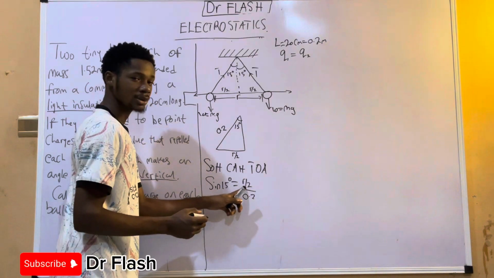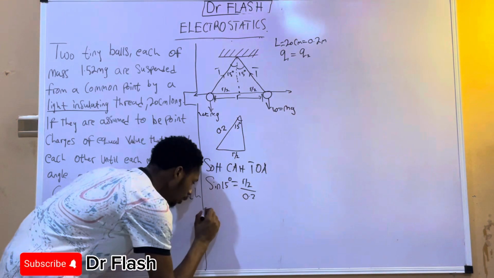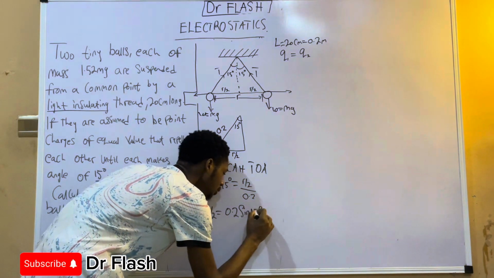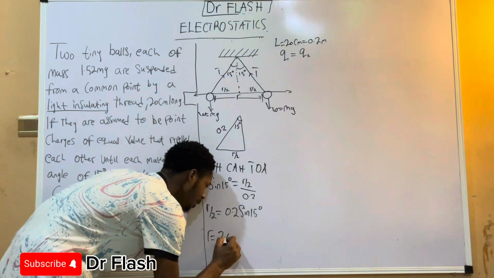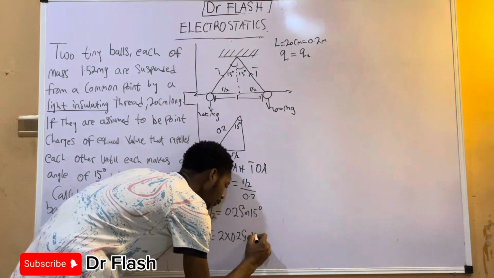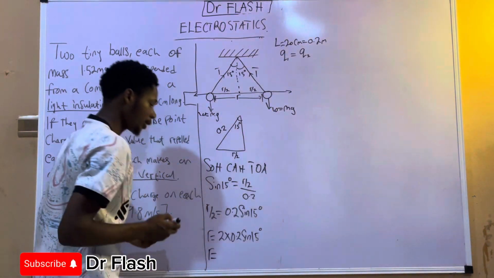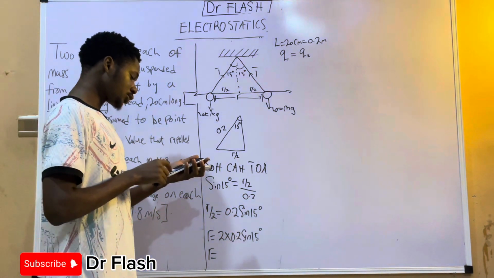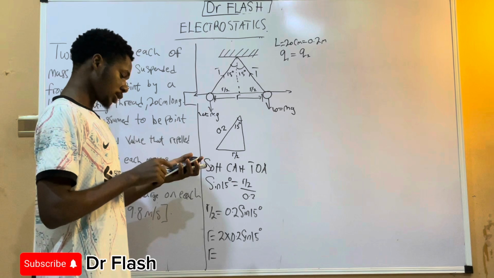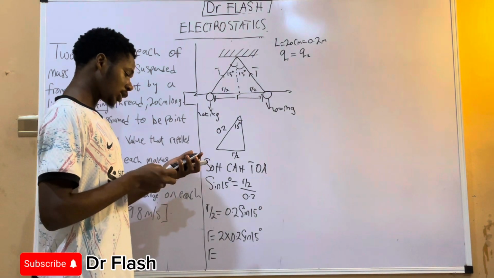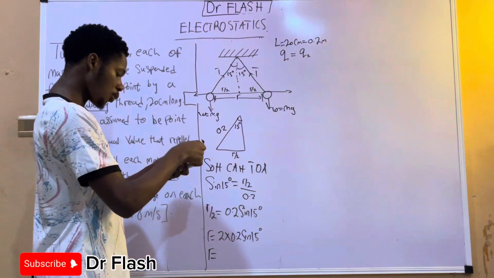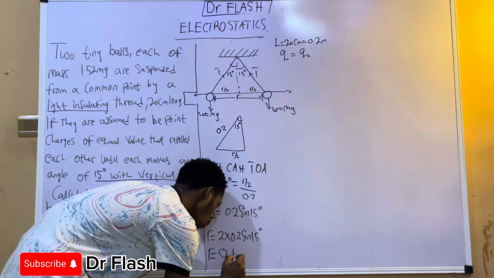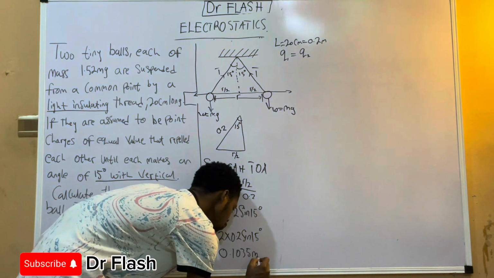From here we can make r the subject of the formula. First things first, cross multiply. We're going to have r over 2 is equal to 0.2 times sine 15 degrees. And from here, r is equal to 2 times 0.2 sine 15 degrees. Now we can solve for the value of r. So that will be 2 times 0.2 sine 15 degrees. What are we going to get? We're going to get a value of 0.1035. I'm going to put this in meters.